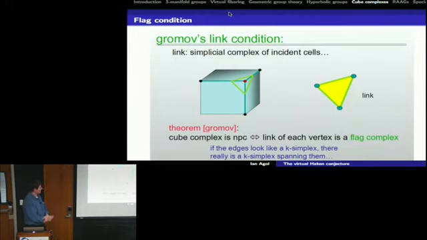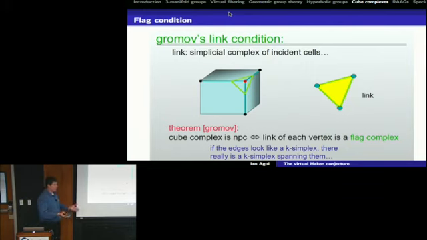So Gromov's condition is that if you see in the link of a vertex the one skeleton of an n-simplex, then there's actually an n-simplex there. So if I see a triangle, then there's actually a triangle there. But that triangle is the corner of some cube. So if I see three faces of a three-cube, then there is actually a three-cube there. So that's Gromov's link condition, and it corresponds to the link of a vertex being a flag complex, namely that it's determined by the one skeleton. If you see the one skeleton of a k-simplex, which is a k plus 1 complete graph, a k plus 1 clique, then there's actually a k-simplex there.